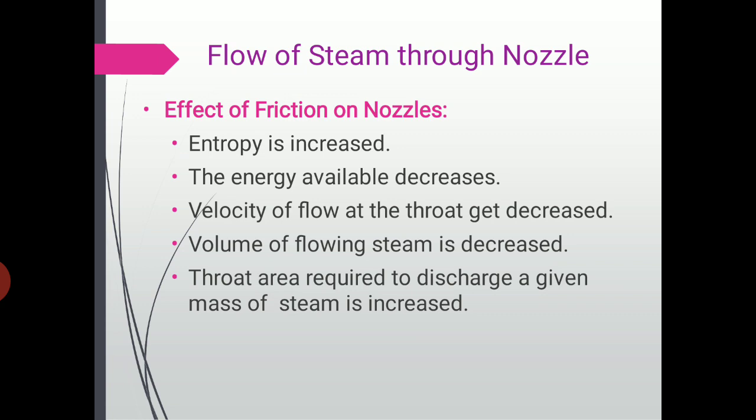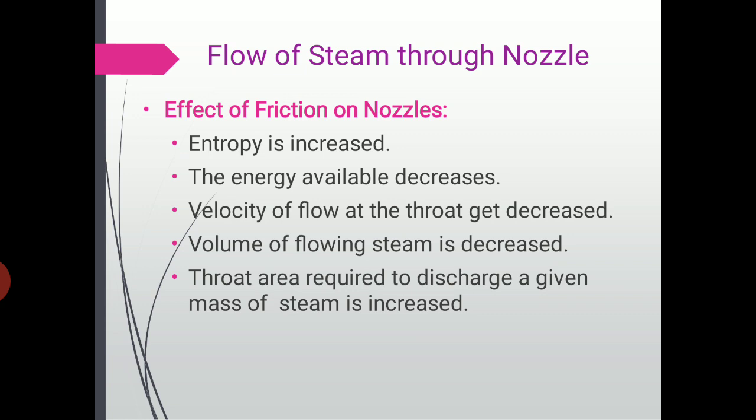Then volume of flowing steam is decreased. Whatever the volume of flowing steam is, it gets decreased because of resistance, because of friction. Okay. So throat area required to discharge a given mass of steam is increased. Mass of steam means what? Because almost all the steam tries to condense, it will start condensing.